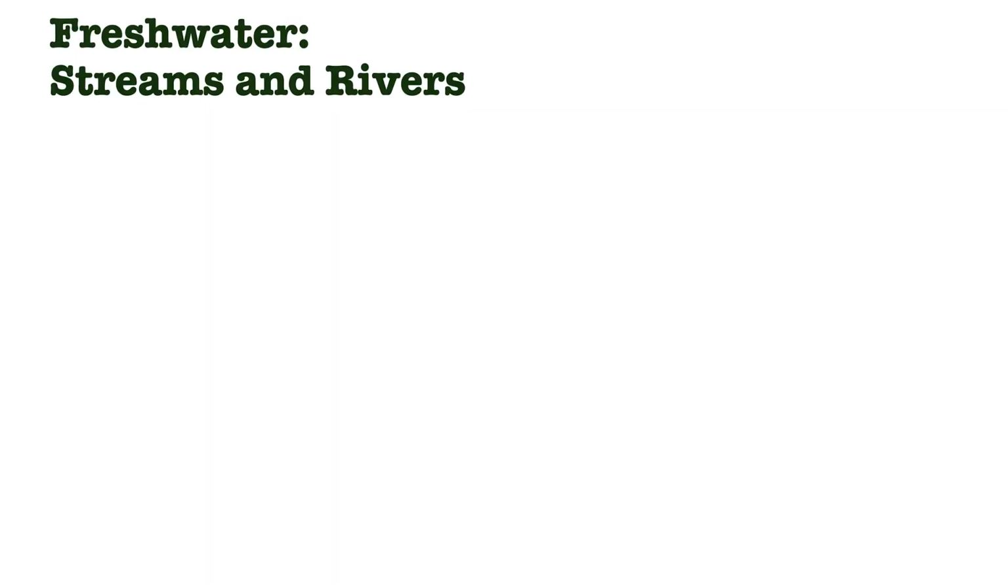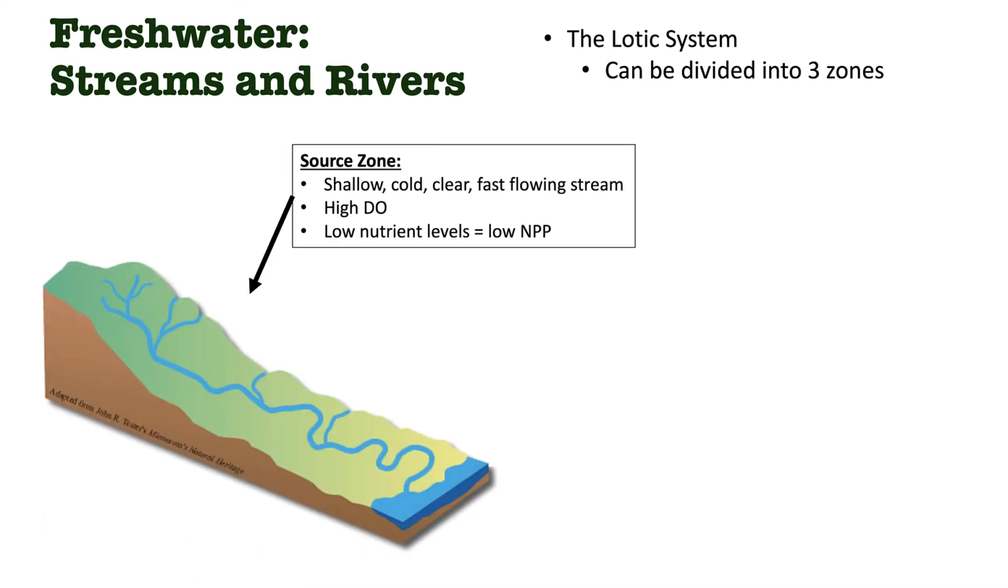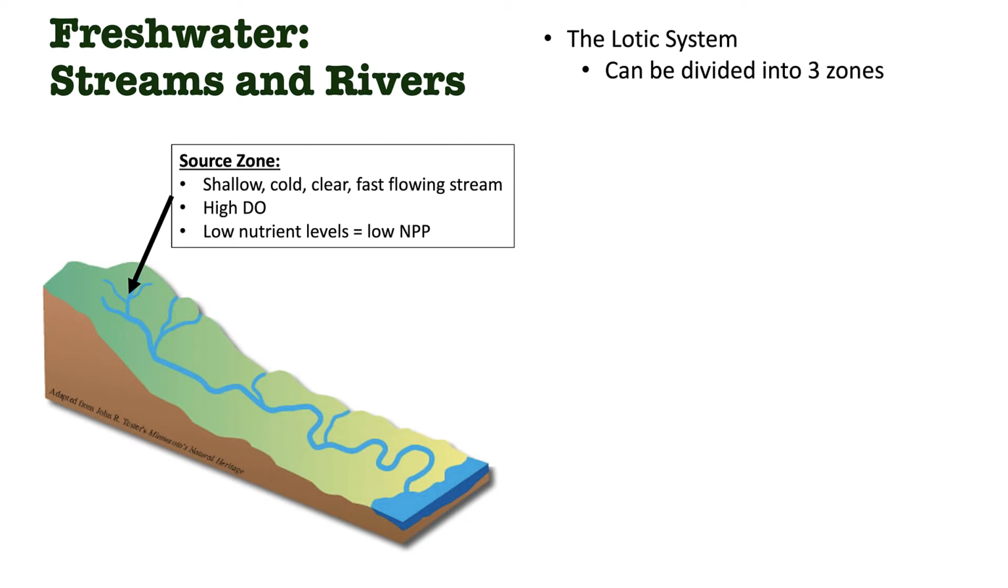First off, with freshwater, let's take a look at streams and rivers. We call these lotic systems, and we can divide them into three separate zones. Streams and rivers are any ribbon of flowing water across Earth's surface. Here are our three zones. The first one's easy, it's the source zone. It tends to have shallower, colder water, a faster flowing stream, and the most dissolved oxygen, or DO.